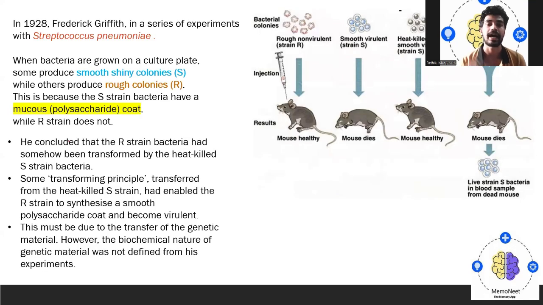So after the discovery of the nucleus and the genetic material, not everyone was able to understand how this genetic material is transferred from one generation to the other. So for that, in 1928, Griffith conducted a series of experiments with this specimen, Streptococcus pneumoniae. It is a kind of bacteria which is responsible for pneumonia.